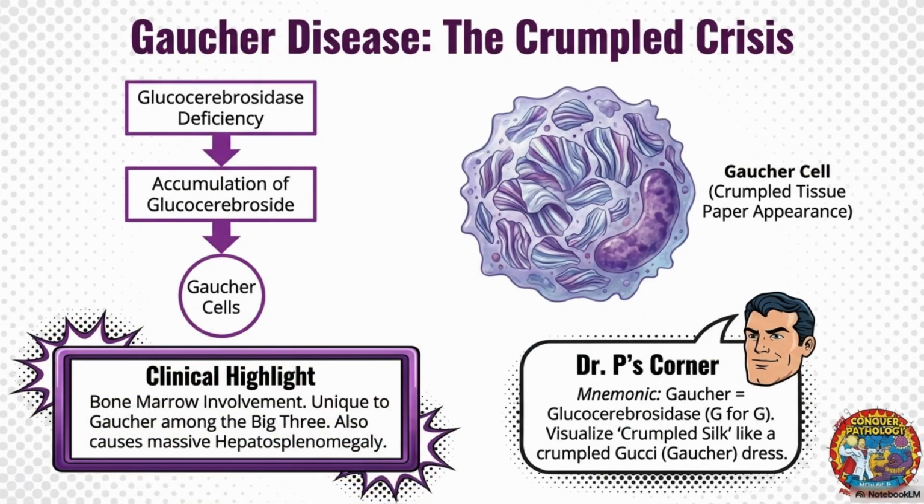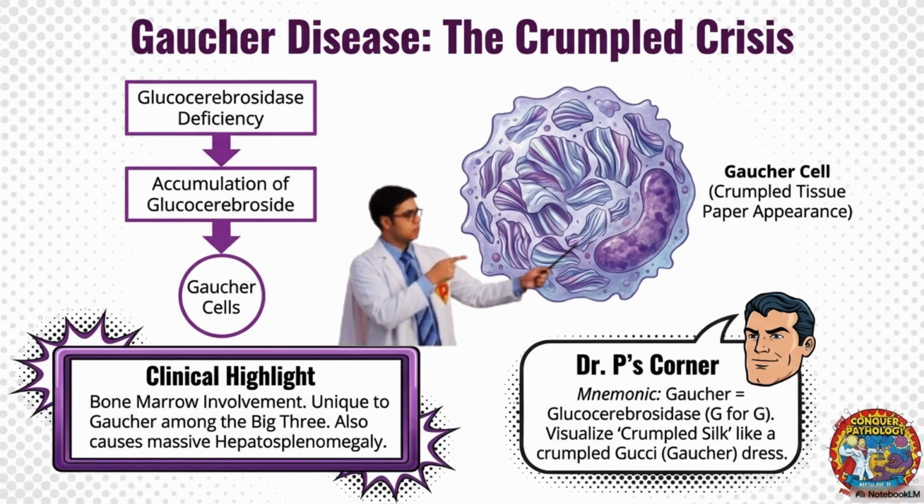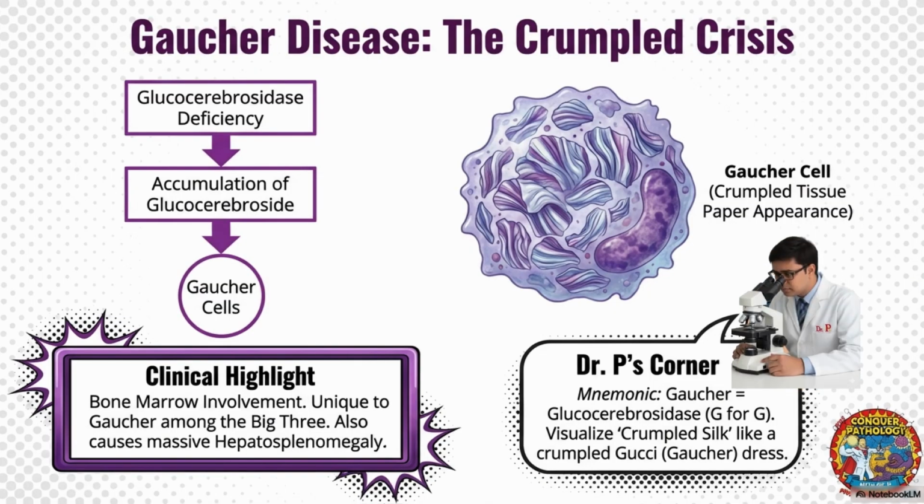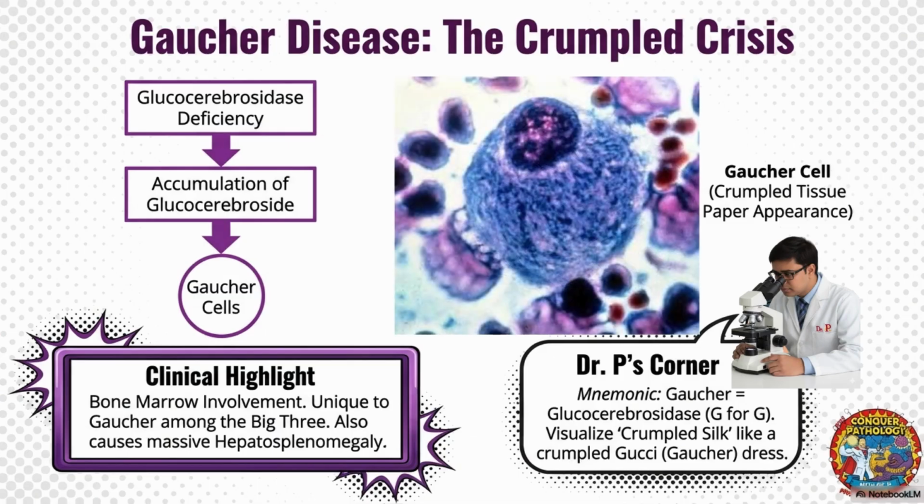Number 3, the Gaucher disease, the crumpled crisis. Problem here is glucocerebrosidase deficiency, and the result is glucocerebroside accumulates. You see Gaucher cells. Look at the texture. It looks like crumpled tissue paper or crumpled silk. You see this weird crinkled cytoplasm. This affects the bone marrow. Gaucher starts with G, so does glucocerebrosidase. Visualize a crumpled Gucci dress for that crumpled silk appearance.